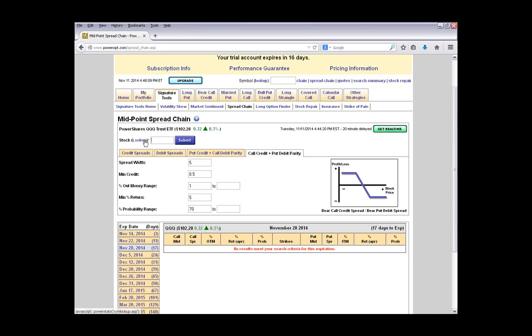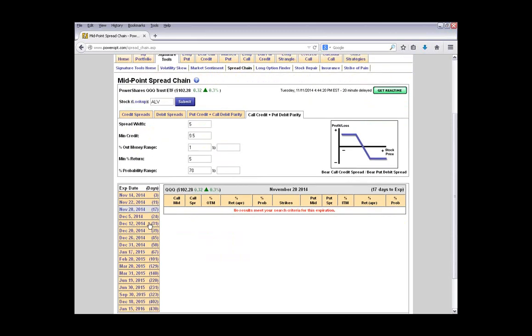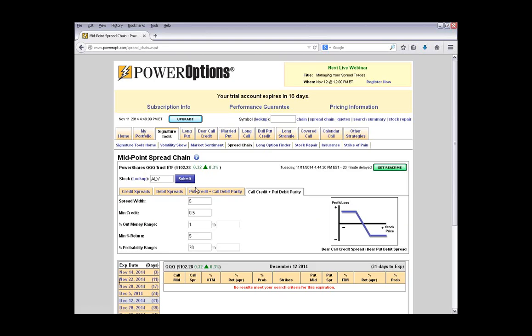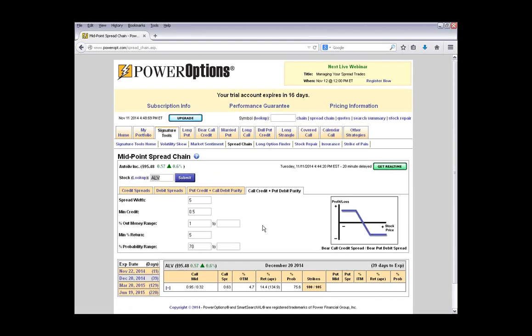I'm going to enter in my stock symbol, ALV. I'm going to put my spread width at 5. I'm going to put in some basic criteria. Let's put in a minimum net credit of, let's say, 50 cents. It's going to be 1% out of the money for our bear call, or 1% in the money for our bull put debit spread. I want a minimum return of 5% and a probability of success of at least 70% on our spread position. Let's go out to December 12th instead of the 17th here. And let me go ahead and submit that.